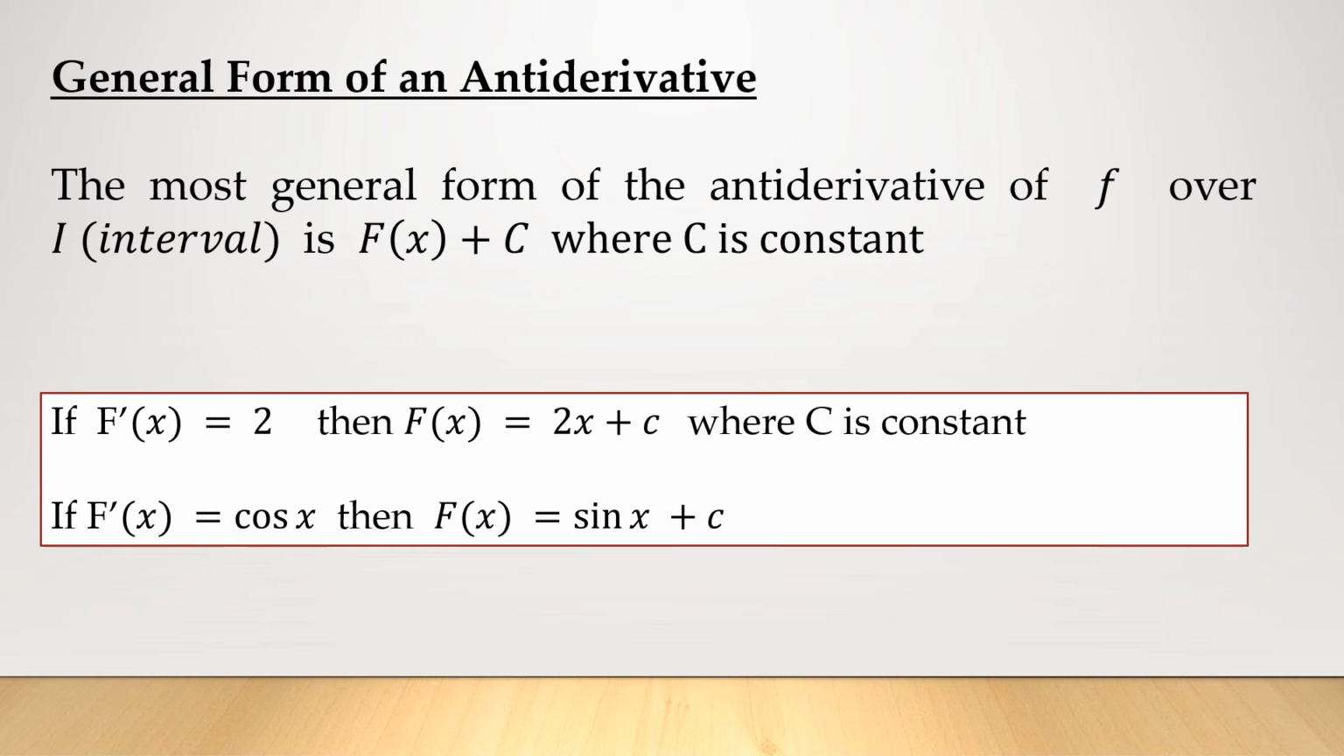That is why, kung magsusulat tayo ng general form ng isang antiderivative, it's always meron tayong plus c. For example, if the derivative is 2x, then the antiderivative is 2x plus c, where c is a constant. Let's say the derivative of the function f is cosine x. So, ang kanyang antiderivative ay sin x plus c. So, merong plus c always. That is the general form of antiderivative.